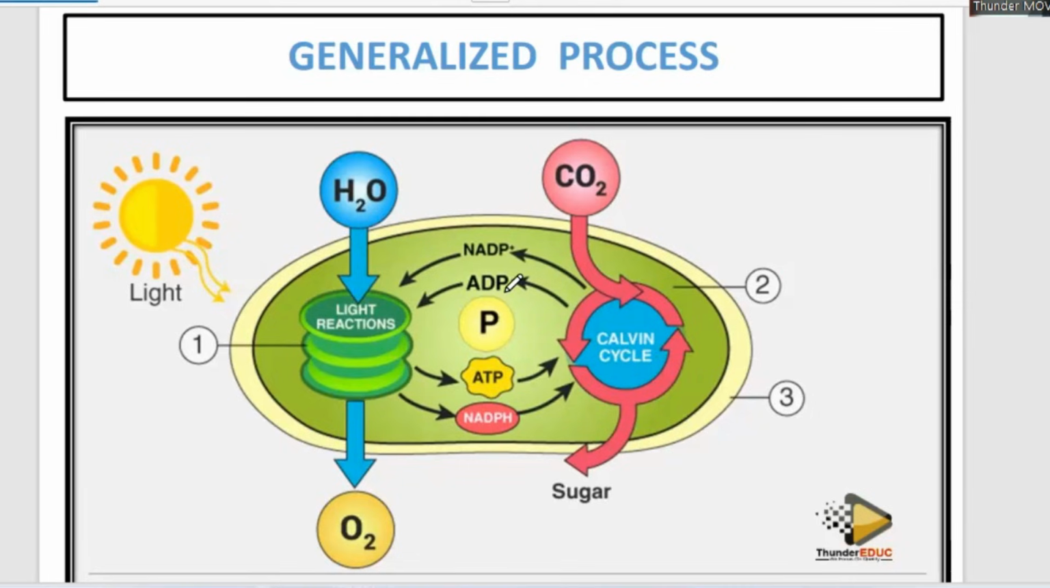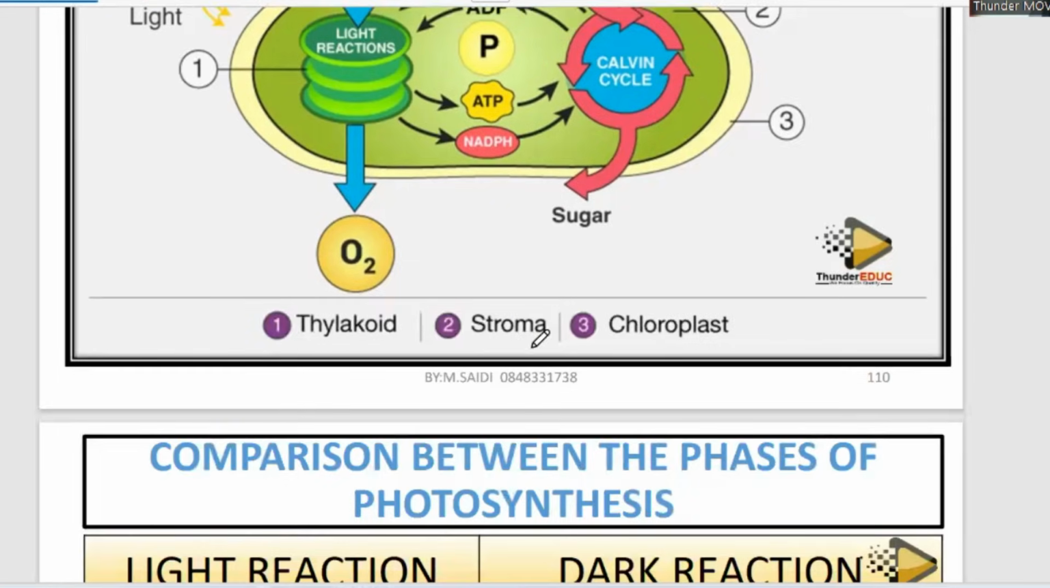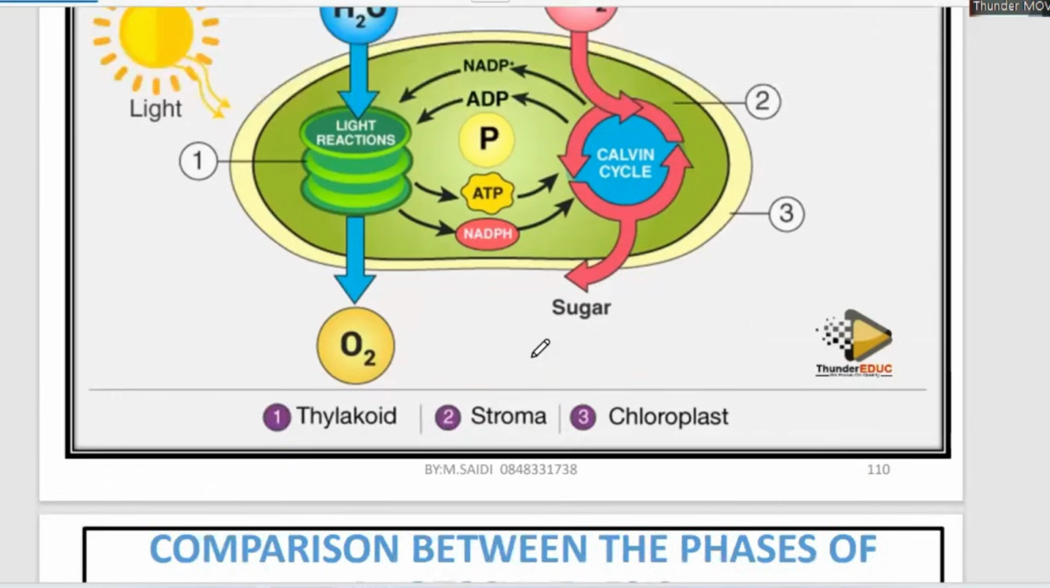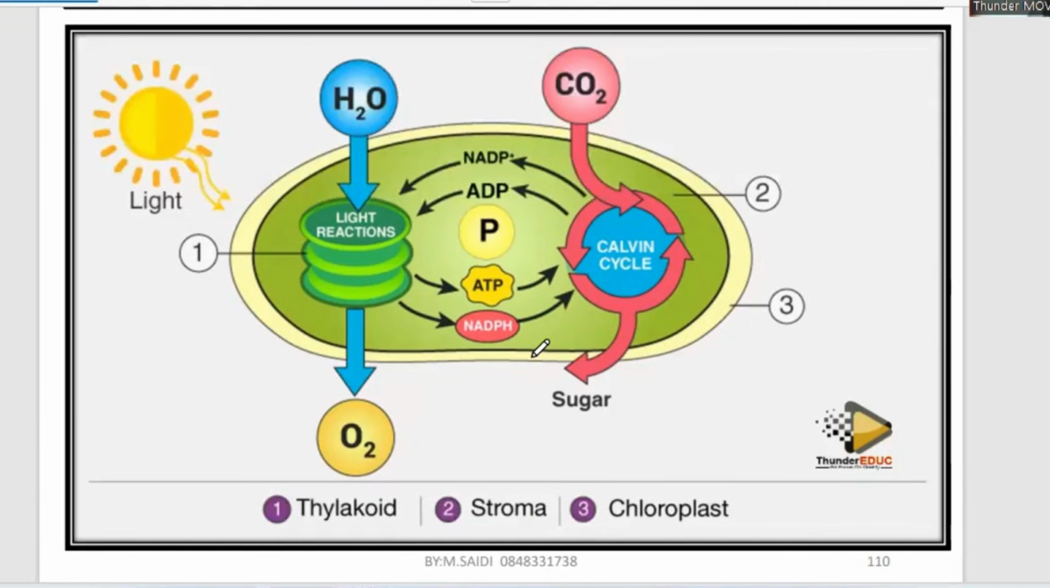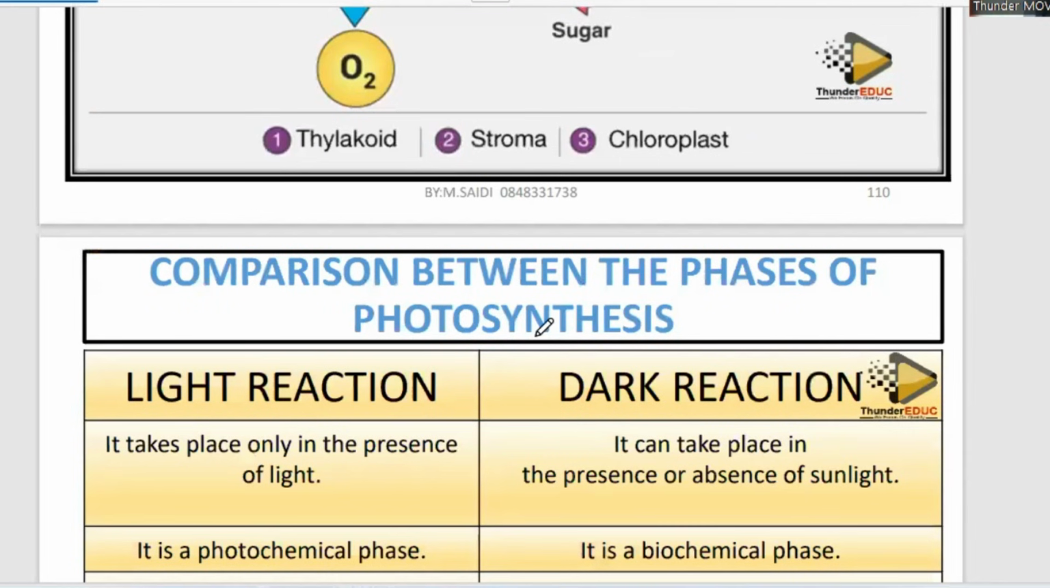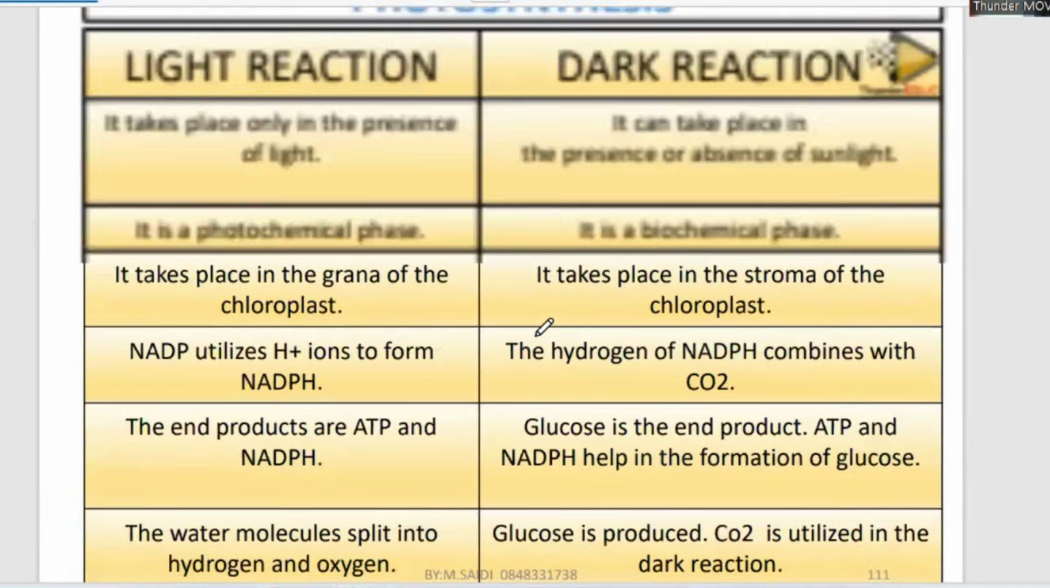Now the ADP, adenosine diphosphate, and the NADP plus will go back to the light phase and be used over and over again. So basically, that is the process of photosynthesis. I know that students have a big challenge when it comes to this process. Just in one minute, look at this.